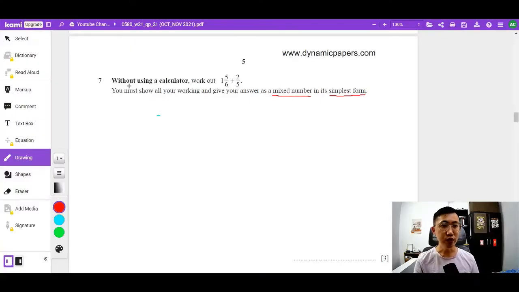Question 7. Without using a calculator, work out this mixed number plus another fraction over here. You must show all your working and give your answer as a mixed number in its simplest form. Now, even though the question says without using a calculator, just use it because the invigilator cannot take this and confiscate it away. So always use your calculator.